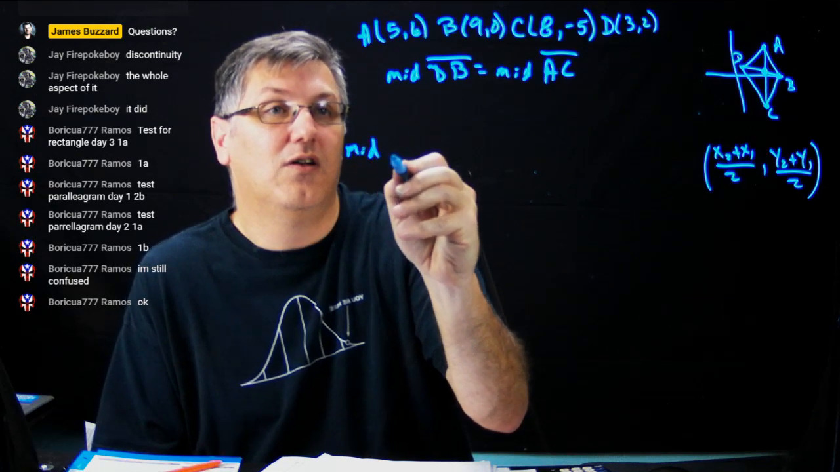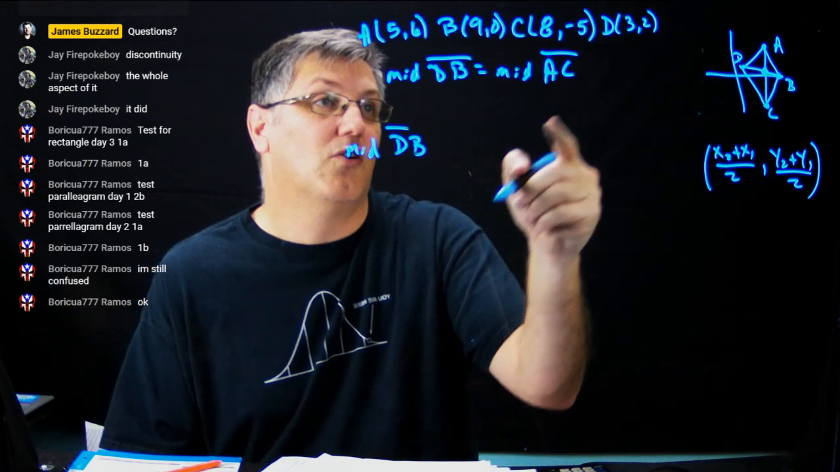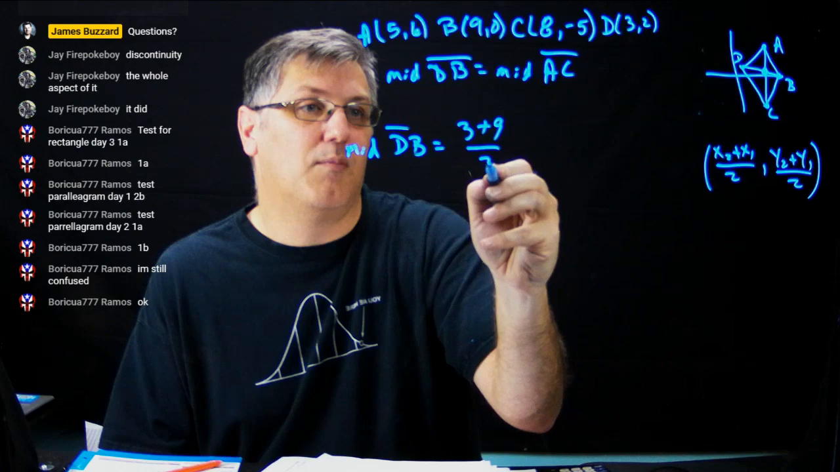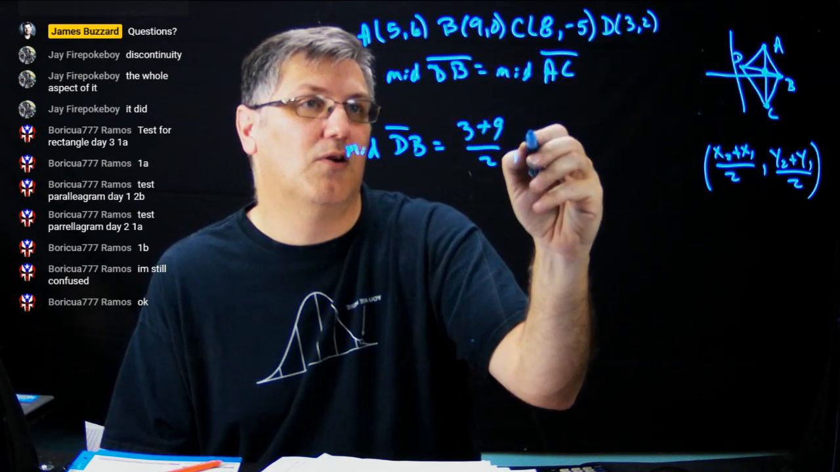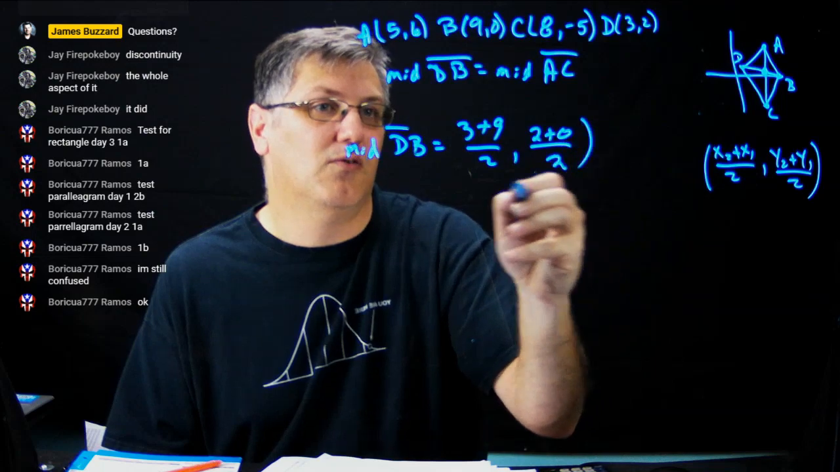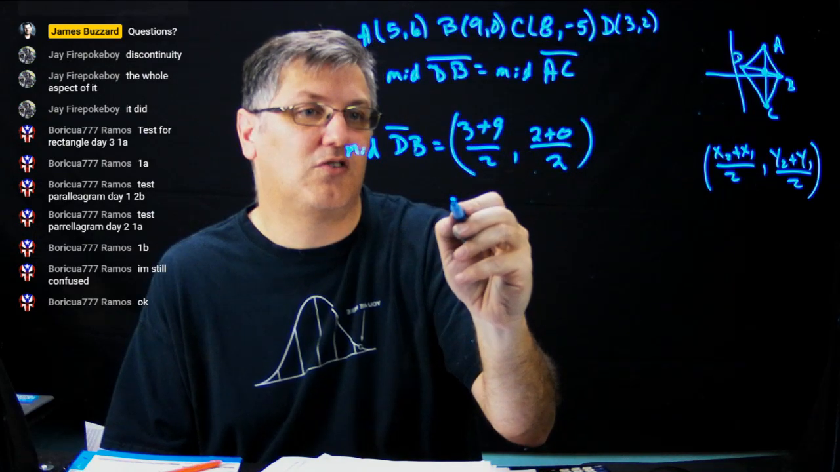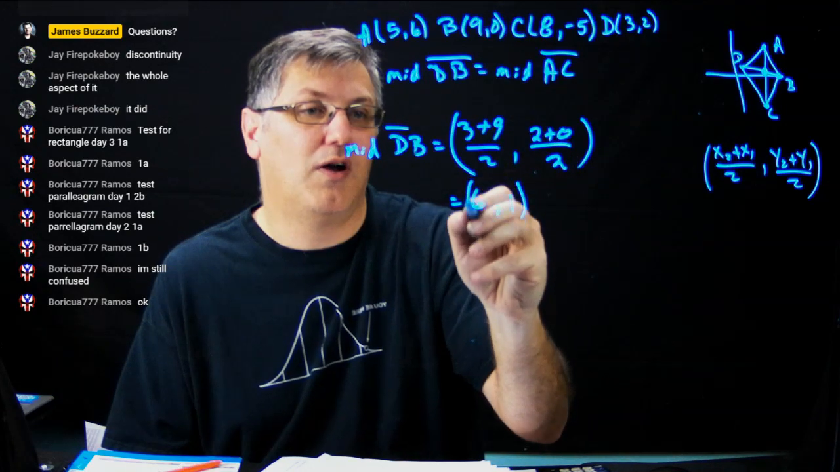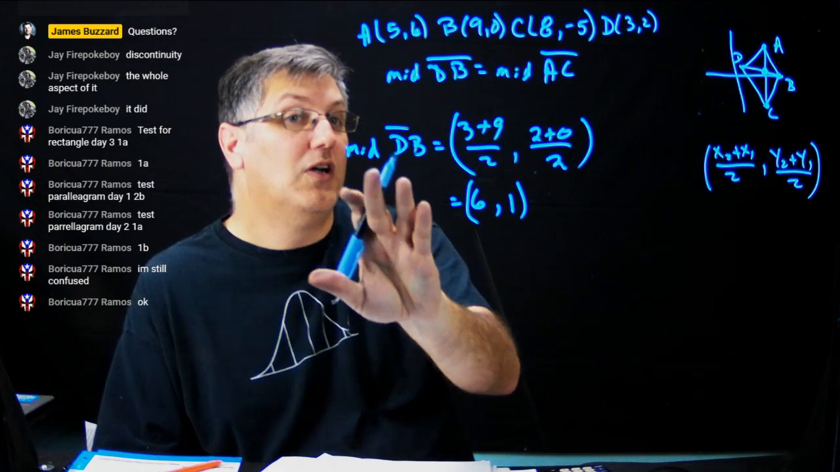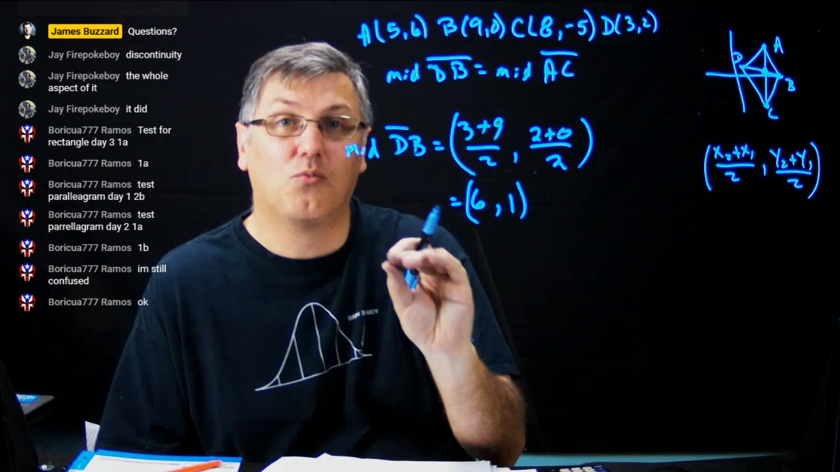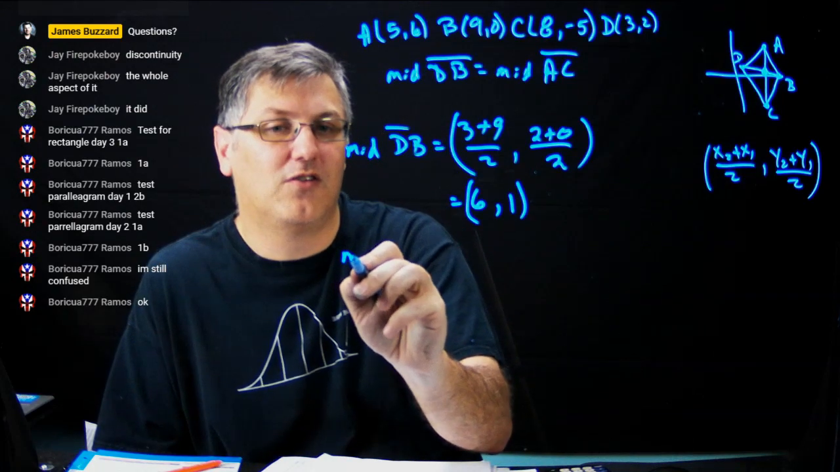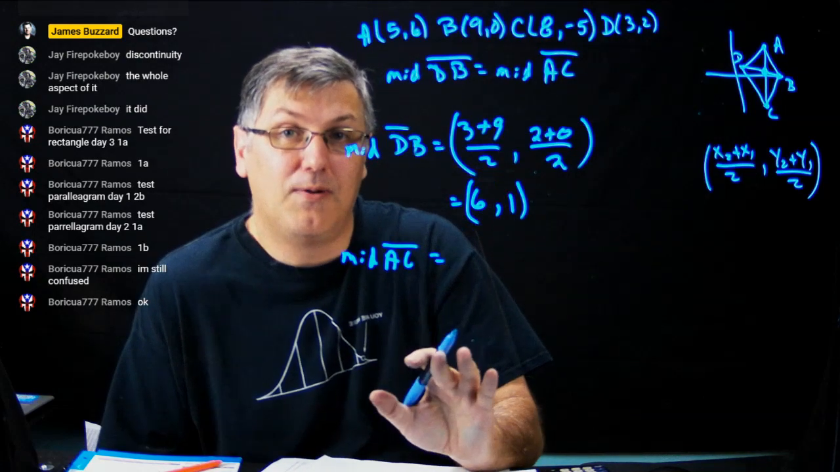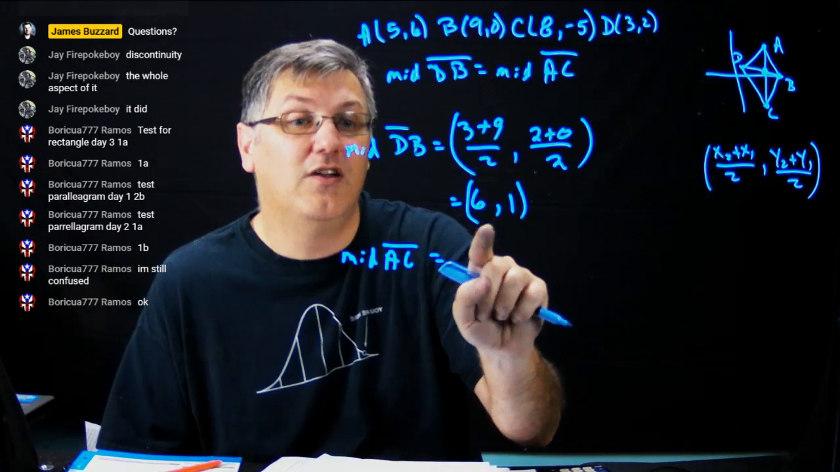The midpoint of DB: 3 plus 9 divided by 2, and 2 plus 0 divided by 2. This gives me 12 divided by 2, which is 6. 2 plus 0 is 2, divided by 2 is 1. So the segment DB has a midpoint of 6, 1. If the midpoint of AC is not 6, 1, then it's not a parallelogram. If it is 6, 1, then it is a parallelogram.